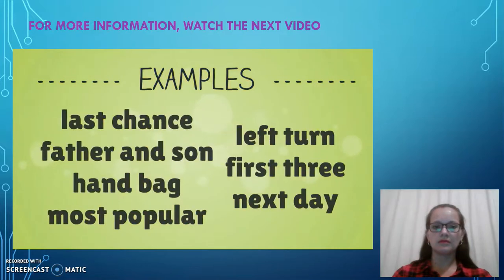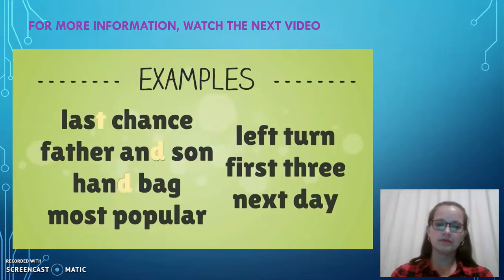T and D elision can even happen between two words. For example, you pronounce last chance instead of last chance because the T does not get pronounced. Other examples are father and son, handbag, most popular, left turn, first three, next day.